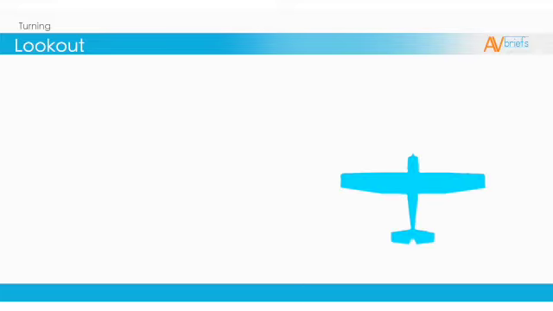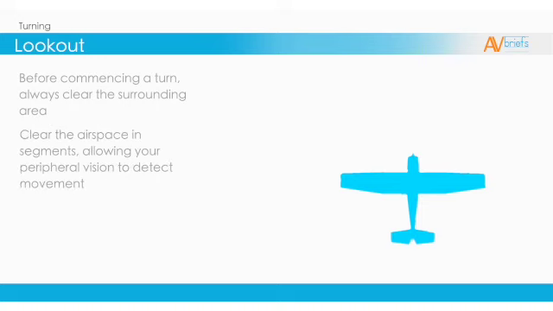As part of airmanship and safety, you will be shown to always look out before commencing a turn. The basic consideration for this is that before commencing a turn, always clear the surrounding area first. Clear the airspace in segments, allowing your peripheral vision to detect movement. A good rule is to clear into the turn. So in this example, we are turning to the left.